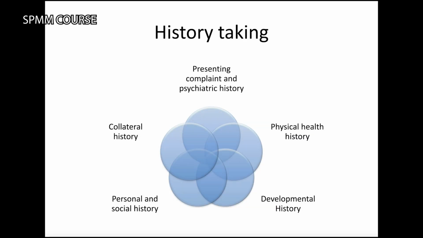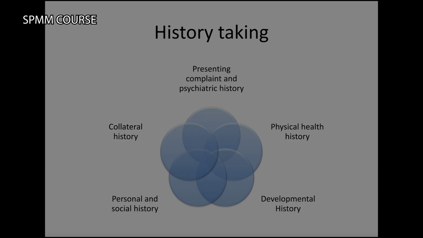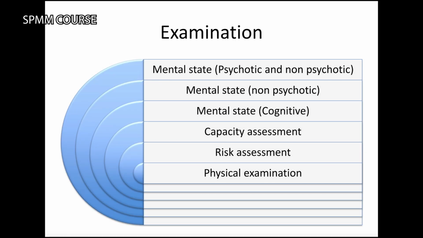In terms of history taking, you may be tested on a number of different areas, especially presenting complaints and past psychiatric history, physical health history, developmental history, personal and social history, and getting collateral information from carers or family members or friends. In terms of examination, you may be asked to do a mental state examination on psychotic and/or non-psychotic patients, cognitive examination, capacity assessment, risk assessments, and physical examination.